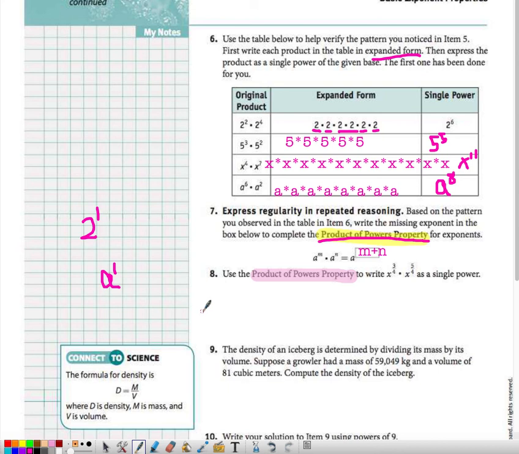All right, so back to number 8. Write x to the 3/4 times x to the 5/4. So if we follow our rule, our base stays the same and becomes one base, and we add 3/4 plus 5/4 to get 8/4, which equals 2. Well, that was sloppy handwriting, sorry. And so that then becomes the same as x to the 2nd, or x squared.